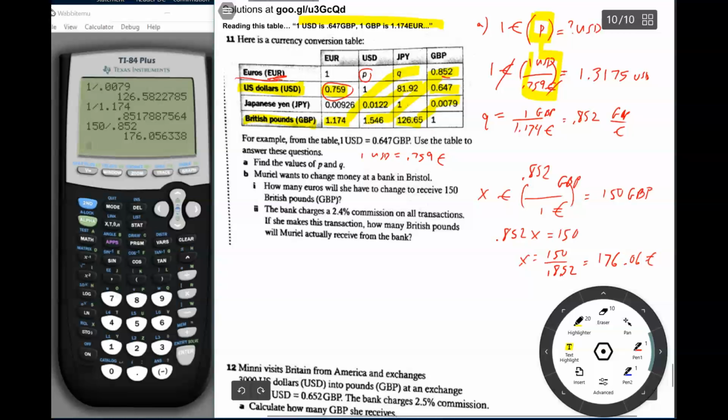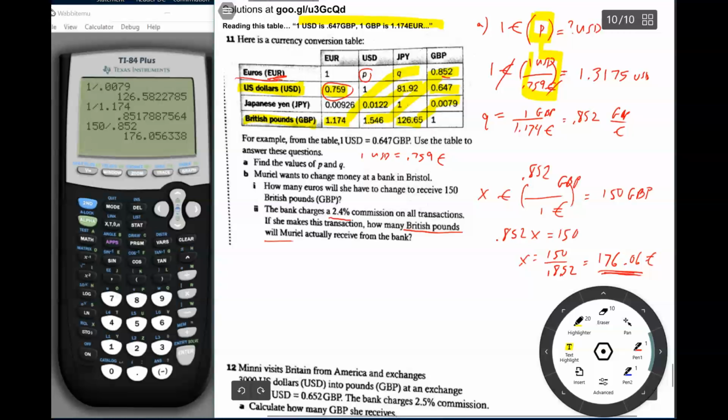Okay, so she has 176.06 euros, and she's expecting to get 150 British pounds, but she's going to get slightly less because there's a 2.4% commission. So either you could take the euros she has and multiply that times 2.4% to see how much is the commission. We'd subtract it off. How many British pounds will Muriel actually receive from the bank?